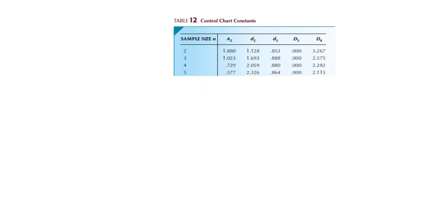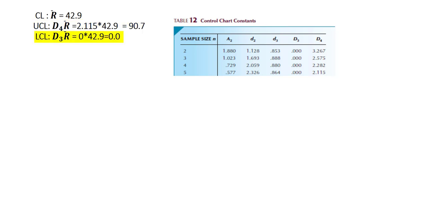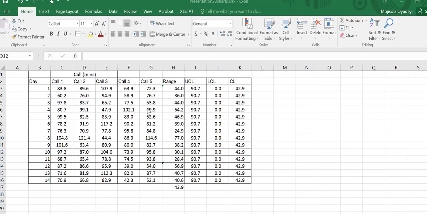I can now find my center line, which is simply R bar. We got that to be 42.9. My upper control limit will be D4 multiplied by R bar, which will be 2.115 times 42.9, which is 90.7. And my lower control limit will be D3 multiplied by R bar, which will be 0 multiplied by 42.9, which will be 0.